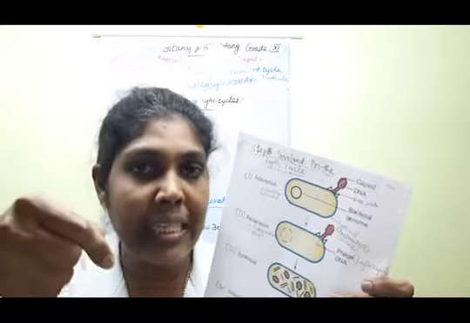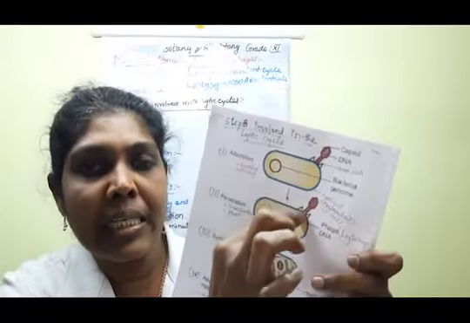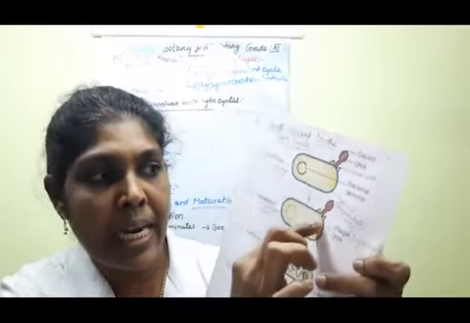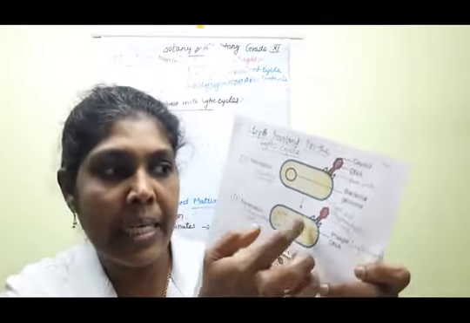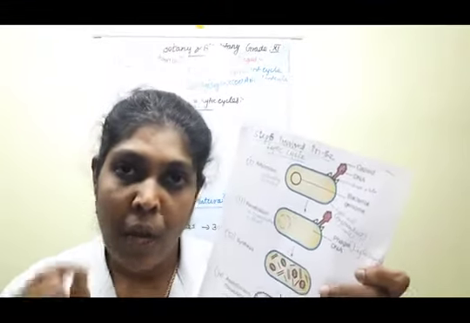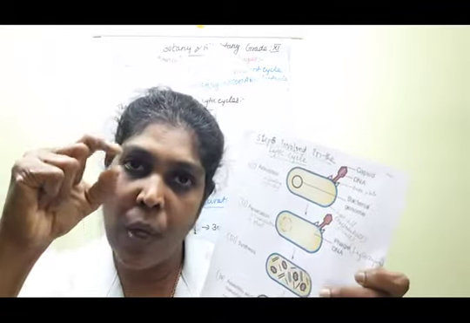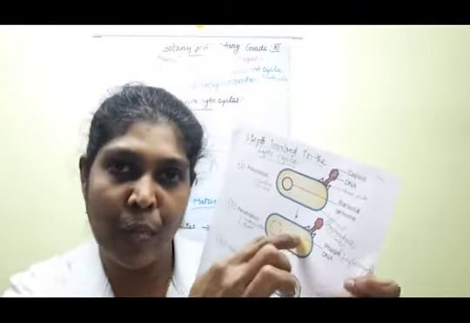Through that region, only the phage DNA alone enters inside the bacterial cell, inside the bacterial chromosome. Understood, ma'am? Only the phage DNA alone is injected into the bacterial chromosome.